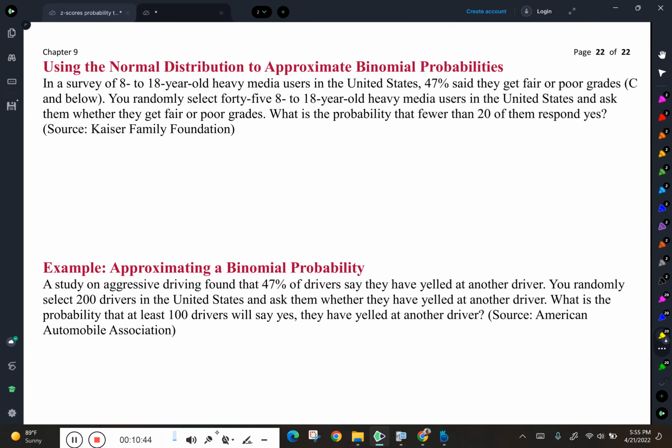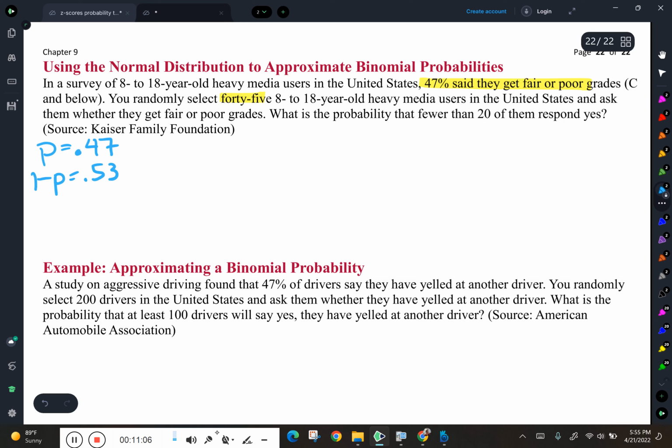Here we go. In a survey of 8 to 18-year-old heavy media users in the United States, 47% say they get poor grades. You randomly select 45, so I've got a P, I've got an N. I know that my p-value, my probability of success, is 0.47. That means that my probability of failure was 0.53. I know that I have an N of 45. I already checked this problem earlier, so I know I can do a normal approximation.